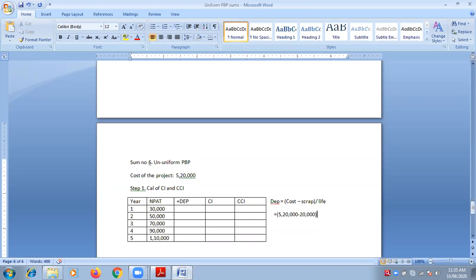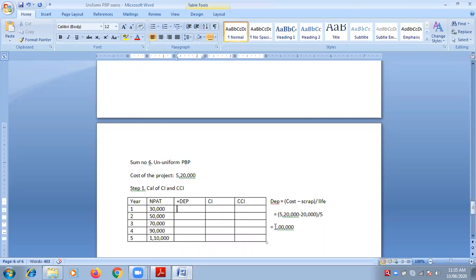And then divide by 5. So from 5,20,000, you deduct 20,000. So it would be 5 lakhs. 5 lakhs minus 5 lakhs divided by 5. So my answer would be ultimately 1 lakh. Yes, very good, 1 lakh. Very good, Jayashree. 1 lakh is my answer.